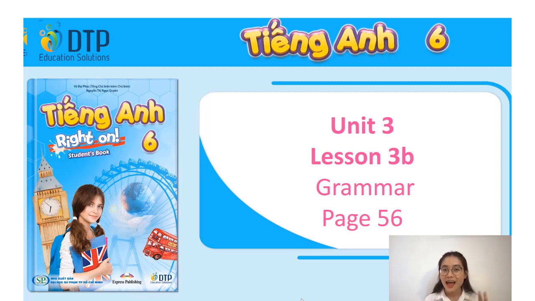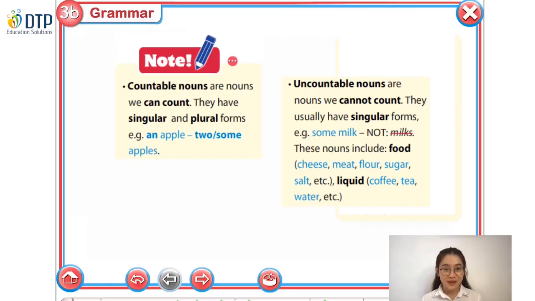So I will say apple is a countable noun. Vậy thì táo là một danh từ đếm được. And milk is an uncountable noun. Thế thì milk là một danh từ không đếm được. So today we're gonna learn how to use uncountable noun and countable noun. Okay, let's start. So countable nouns are nouns that we can count.